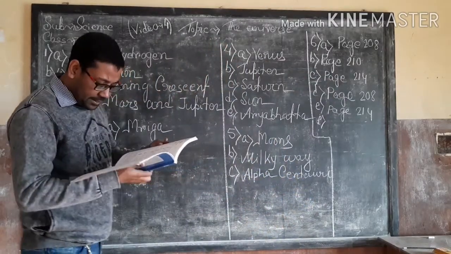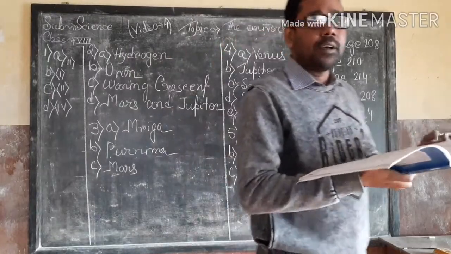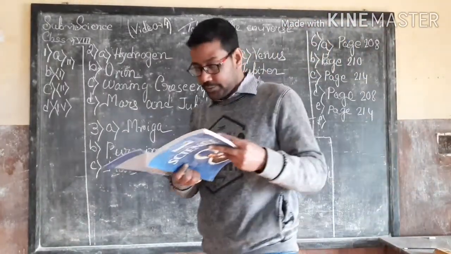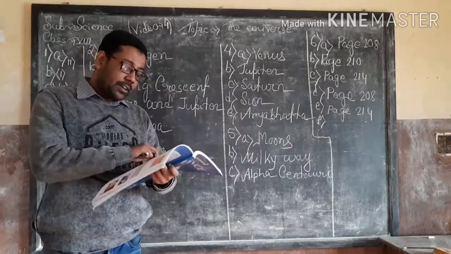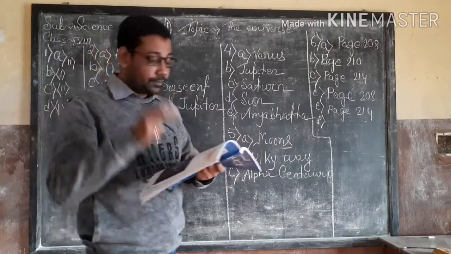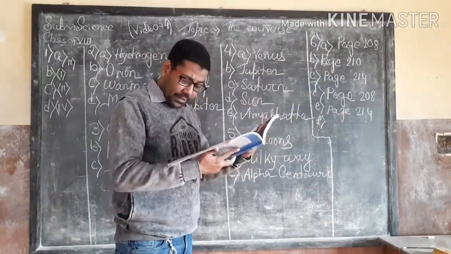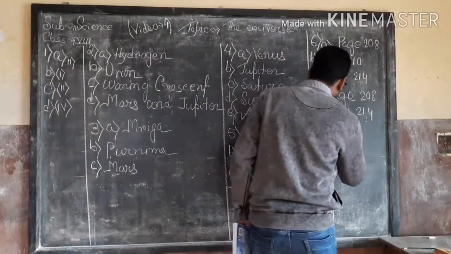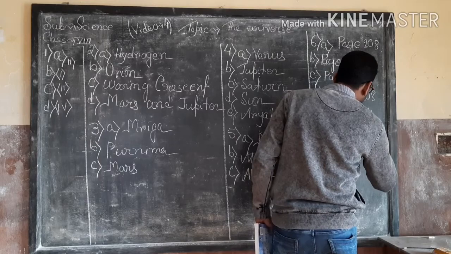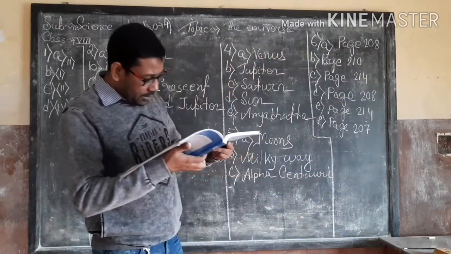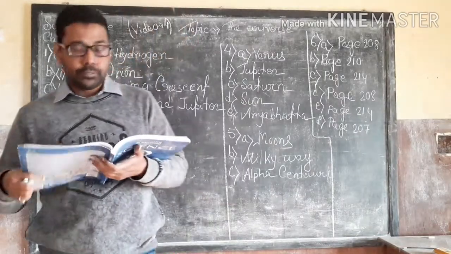And the last one for question number 6. Why does the moon look different every day? What is the reason? This concerns the various phases of the moon, and the answer is present on page number 207 under the subheading The Moon and Its Phases.